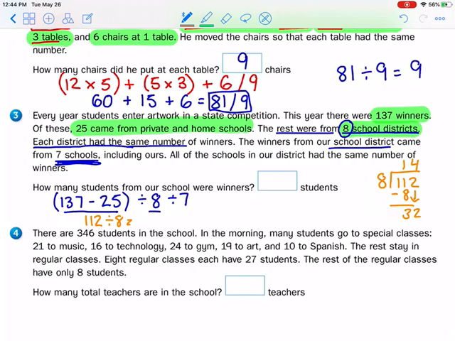So 112 divided by 8 is 14. And then you have to divide that by 7. How many schools are in that district, including yours? And it shows that there were 2 students from your school that won. 2 students from your school.